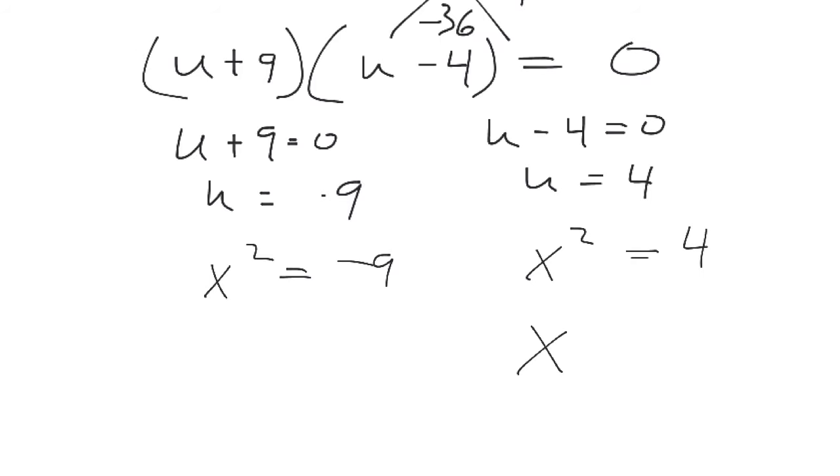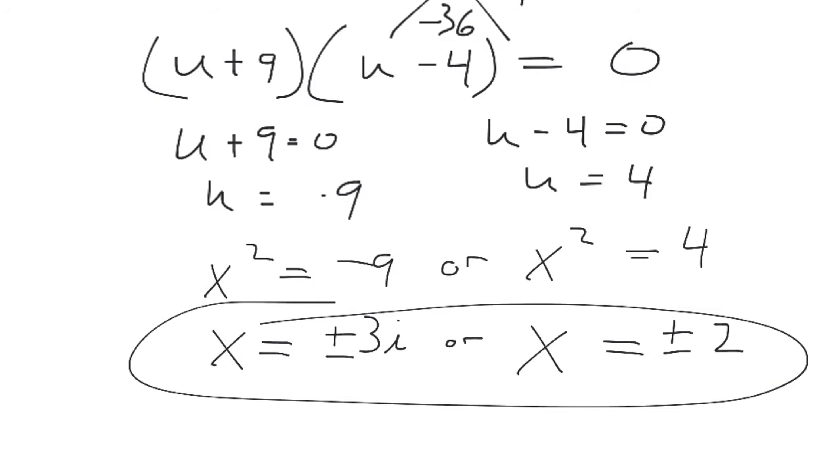Taking the square root of both sides is easier over on the right-hand side. That's plus or minus 2. x could be plus 2 or negative 2. Taking the square root of both sides over here is a little trickier, but we should be equipped to handle it. It's plus or minus 3i, because it's negative 9. And if you check all of these solutions, they all work in the original.